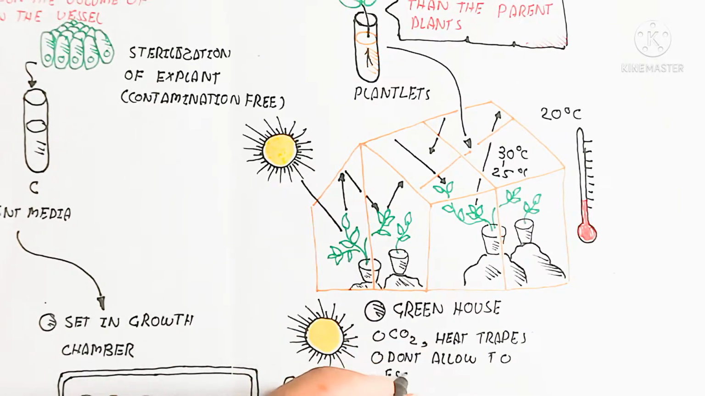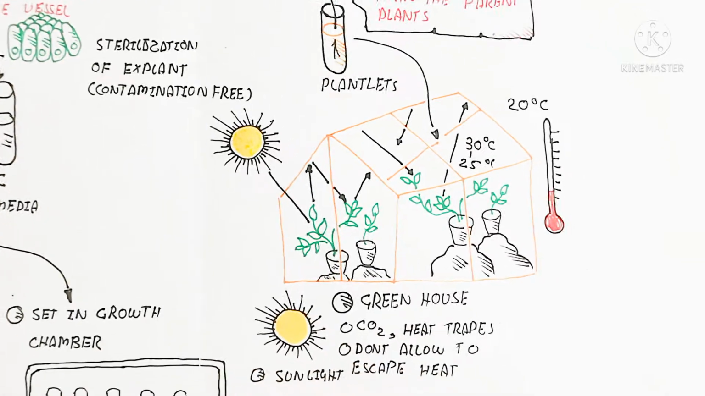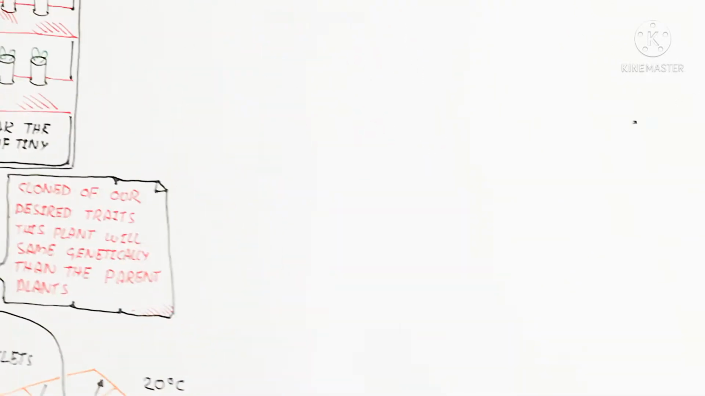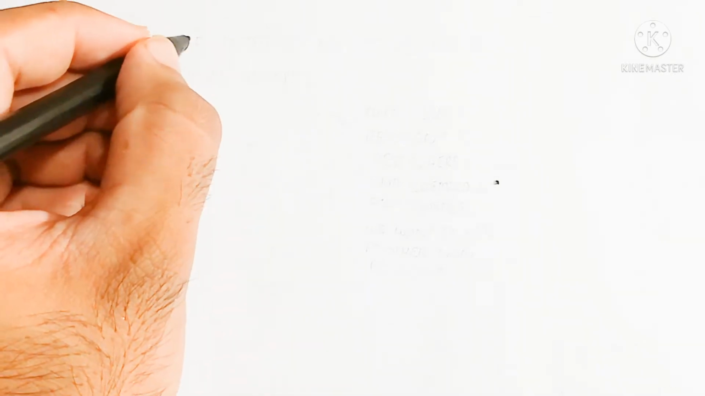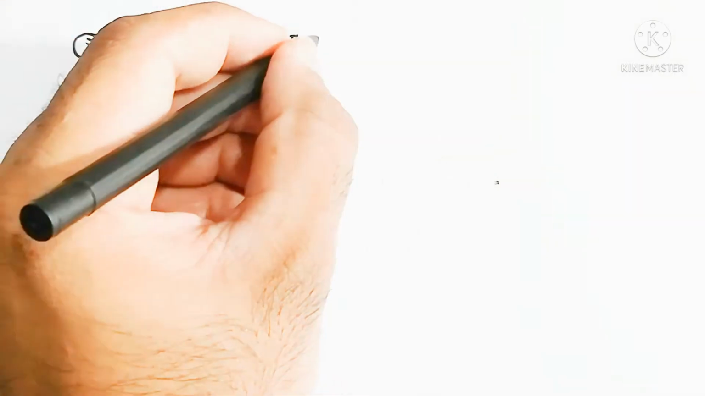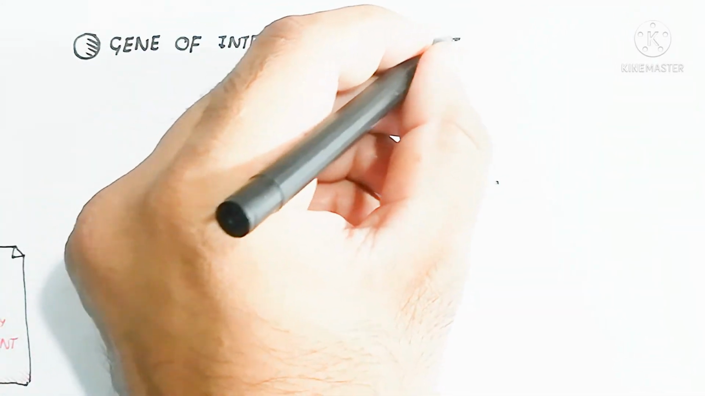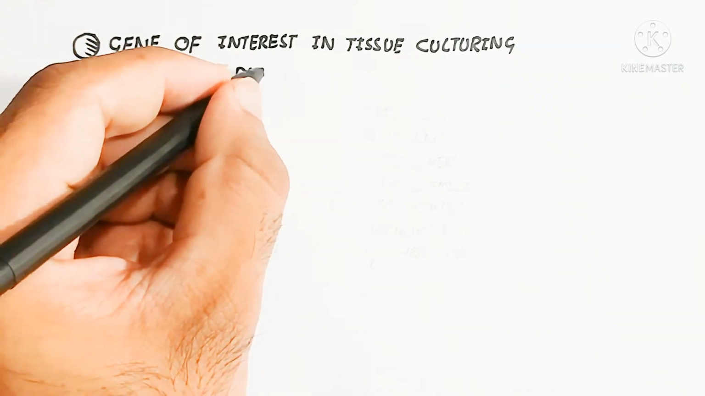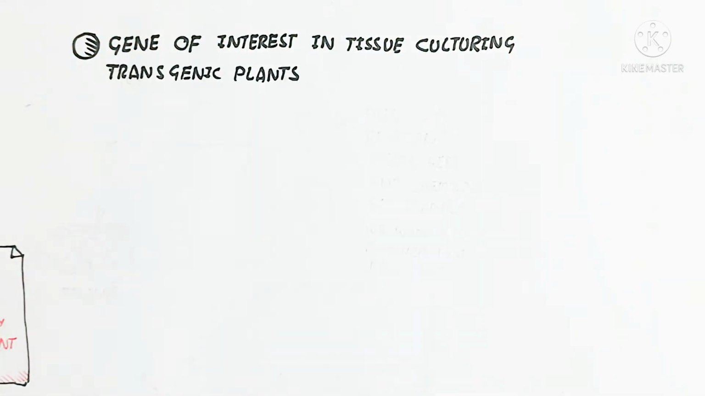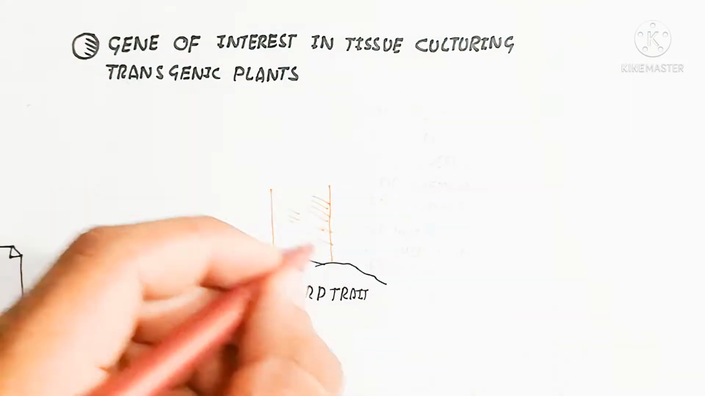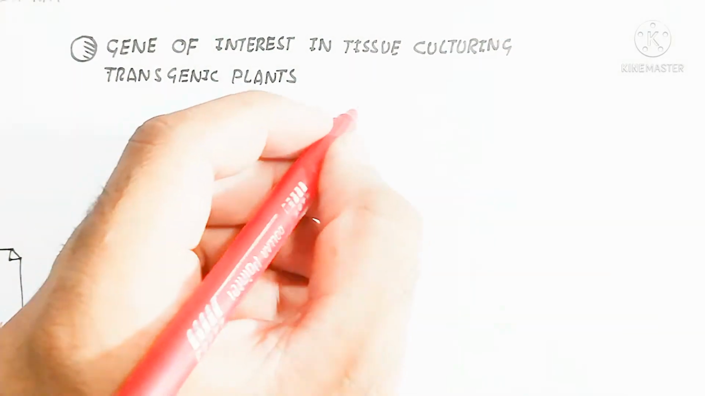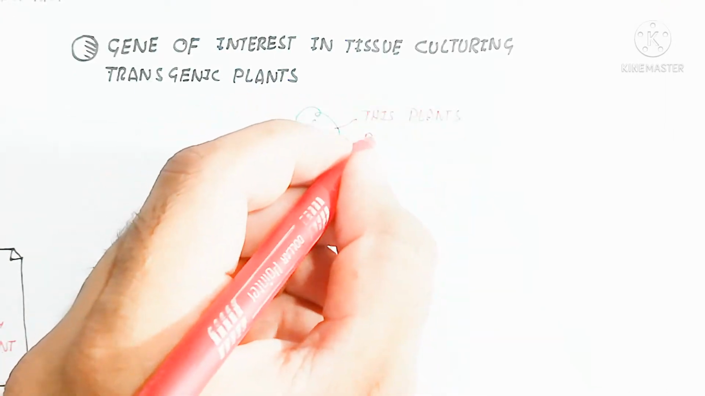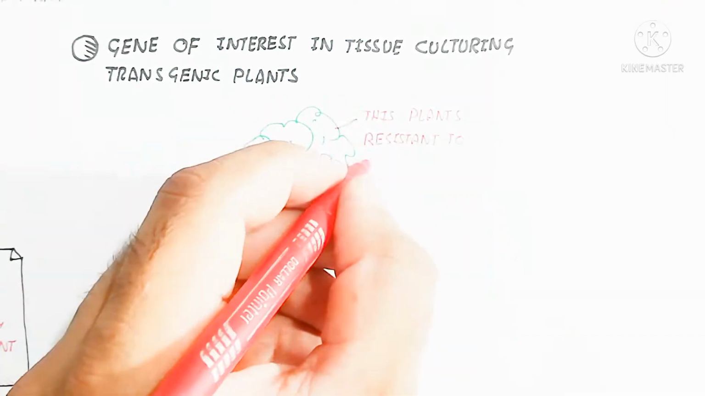So the sunlight will not escape. Why? Because the greenhouse sheet inhibits the escape of the radiation. That is an important thing to understand. So that was cloning, but now we will understand the gene of interest in tissue culturing and transgenic plants. We can put a gene into a normal plant to make it a transgenic plant.